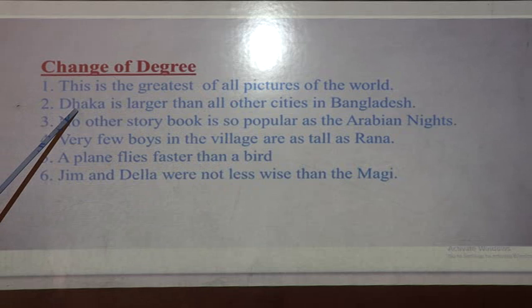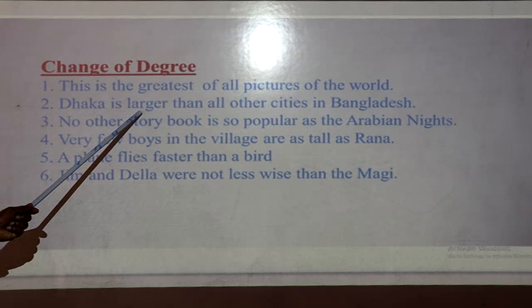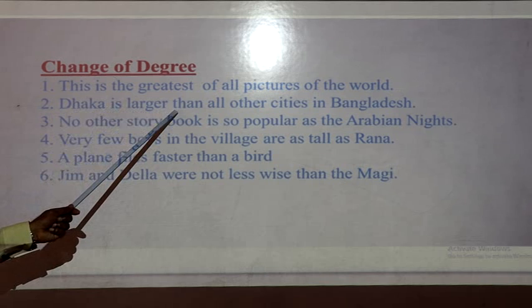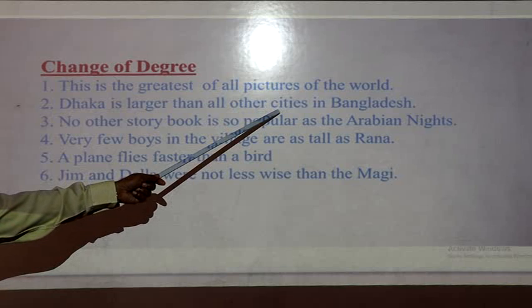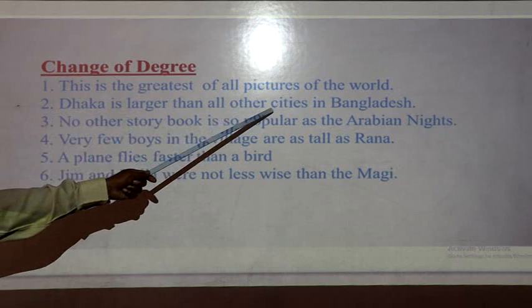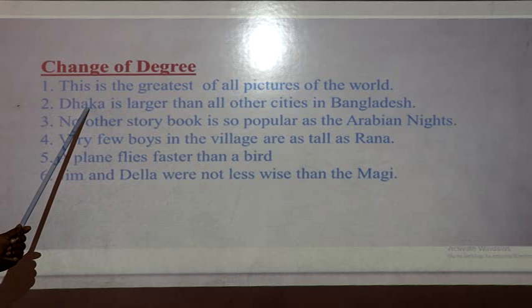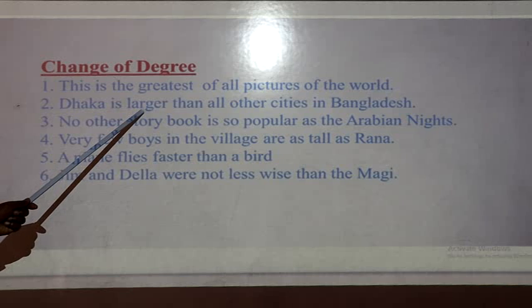Number two, Dhaka is larger than all other cities in Bangladesh. It is comparative degree, or comparative form. We have to make it positive degree. There is the use of than all other cities. In case of this sentence, we have to make it singular, and before the singular noun, we have to use no other. So we can write, no other city in Bangladesh is as large as Dhaka. In place of larger, we have to use large, positive form.